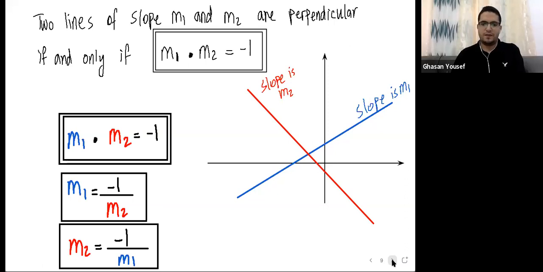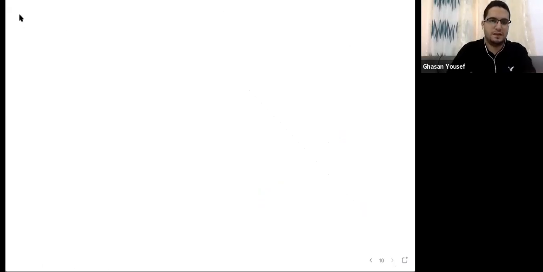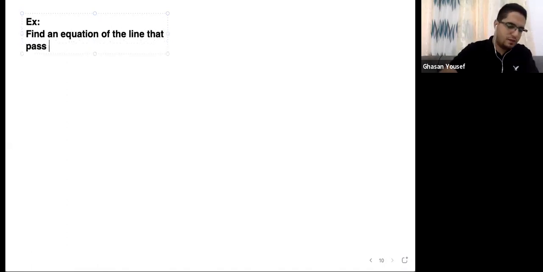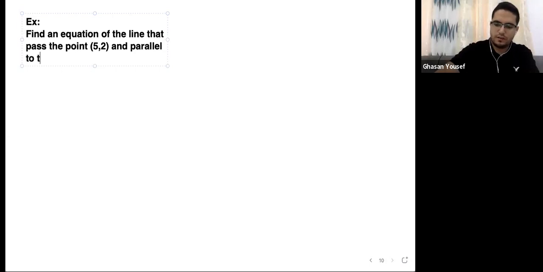Okay. Now we have an example. The example says, find an equation of the line that passes through the point (5, 2) and is parallel to the line 4x plus 6y plus 5 equals 0.